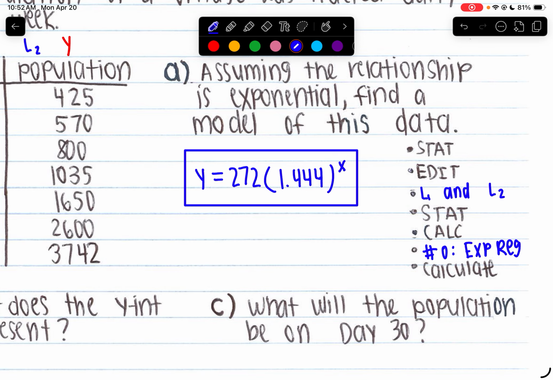And again, Desmos is kind of nice because it gives you the equation immediately, whereas a graphing calculator kind of gives it to you in parts. It gives you A, it gives you B, and then you kind of have to do it separately.